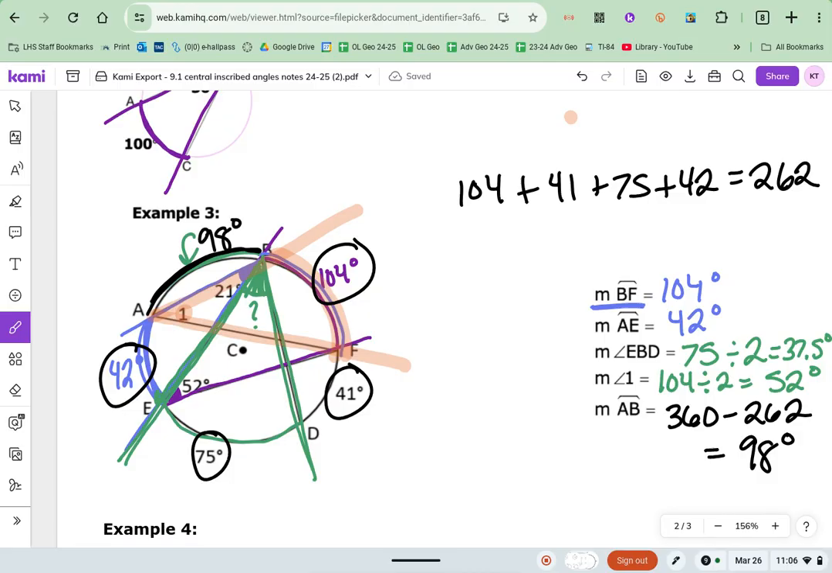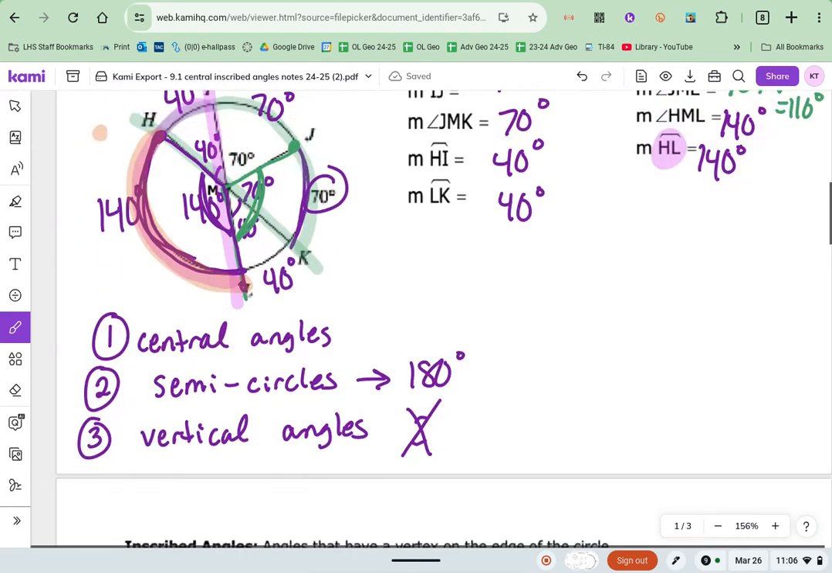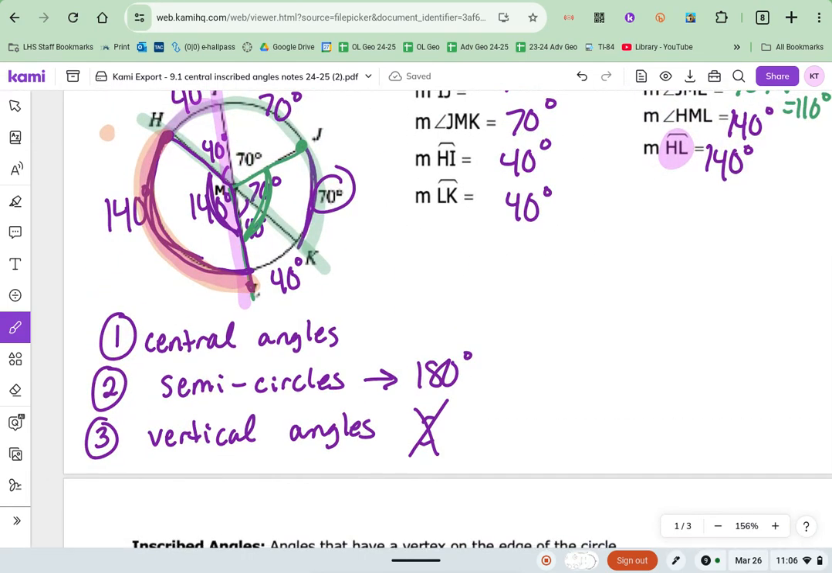So if I'm adding to your list of strategies, if we go back to your previous page, I'm going to say semicircles and whole circles are something else that you can look for, because whole circles add to 360. So if you're keeping a list of your strategies, that's another one that you can use.